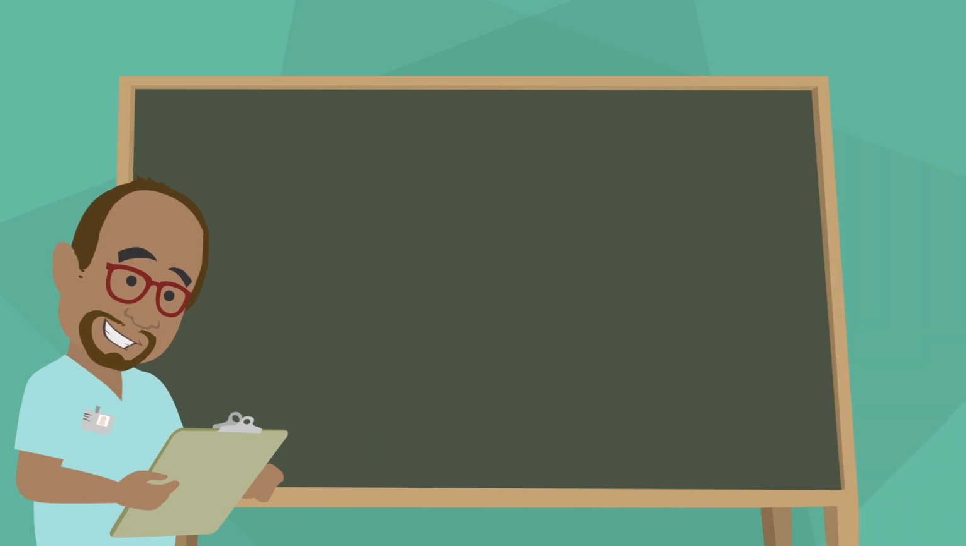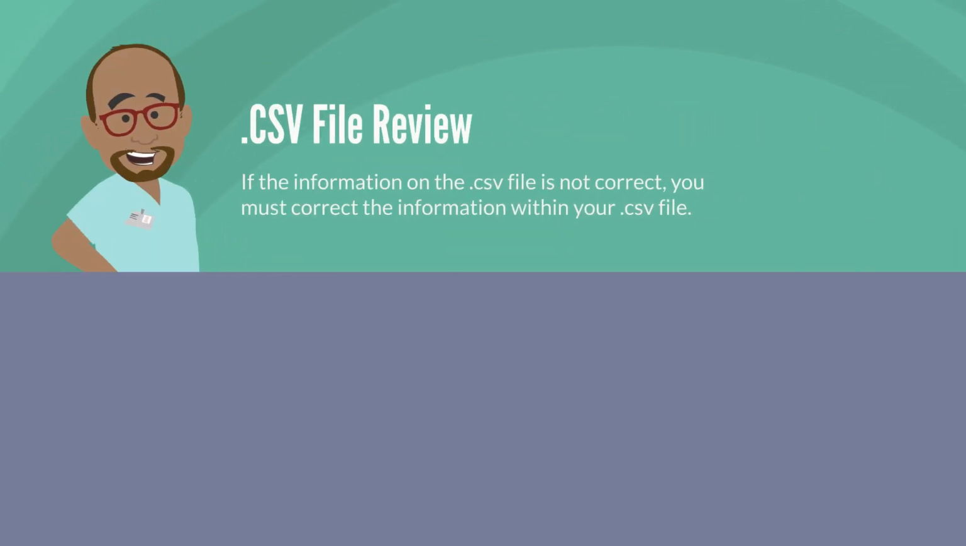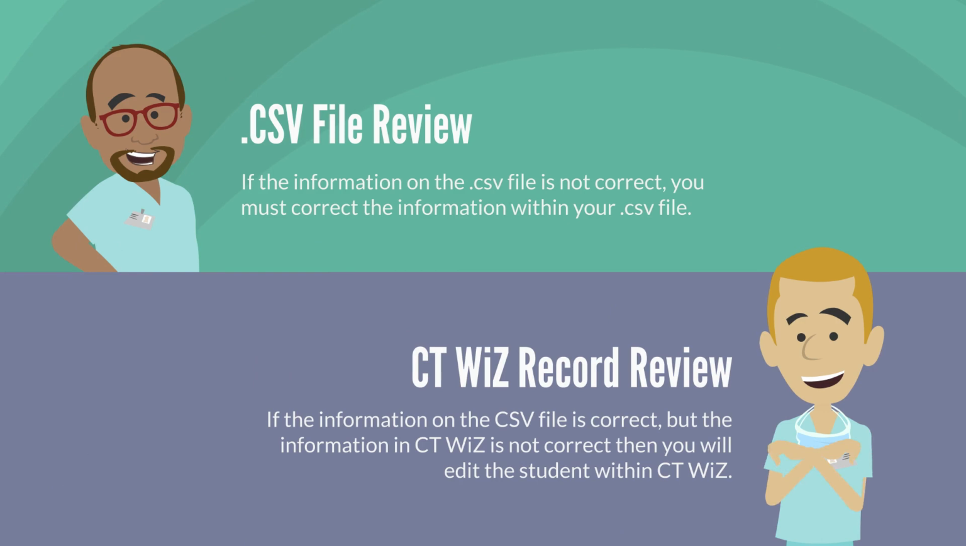If you receive any of these error messages or warnings, there are two things you will need to do to correct them. First, you will review your CSV file, verifying the information is correct. If the information on the CSV file is not correct, you must correct the information within your CSV file. If the information on the CSV file is correct, but the information in WiZ is not correct, then you will edit the student within WiZ. Once edits are made to either the CSV file or the record in WiZ, as necessary, the CSV file can be uploaded again into WiZ, or you can manually enroll students into your school or school district.